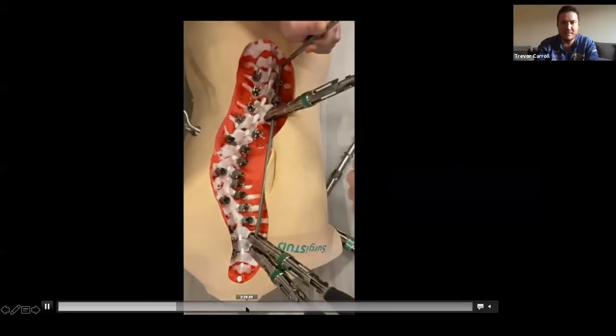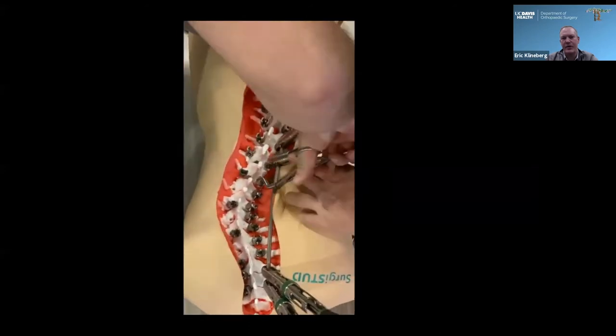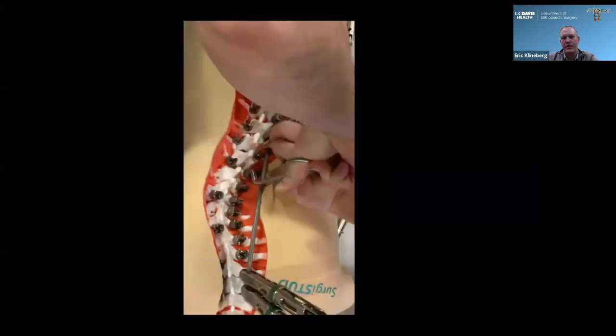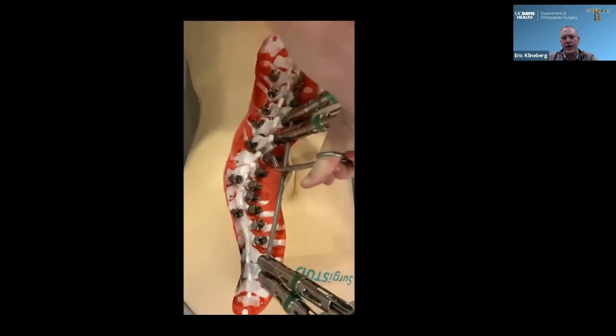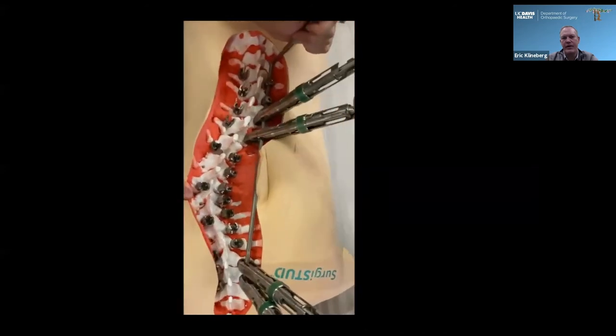You can see we're slowly dilating the spine over. You see that clip? I can't get that clip on. And so we'll translate the other portion of the rod until we can engage the tulip. Now that tulip's engaged, now we start driving down that head.